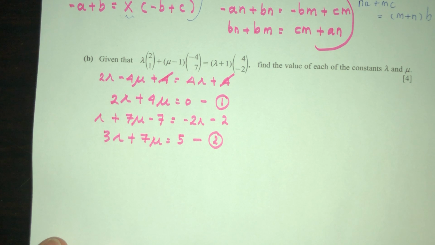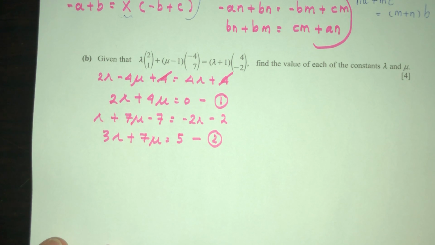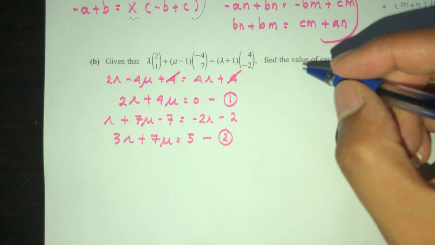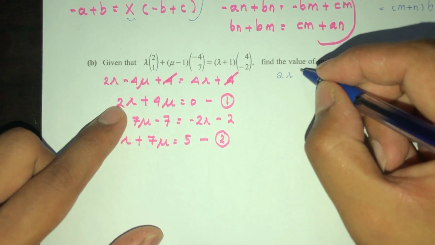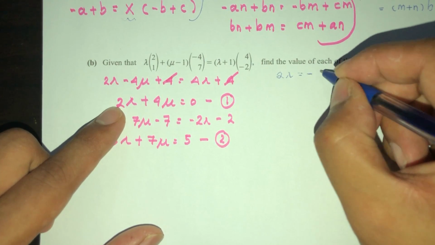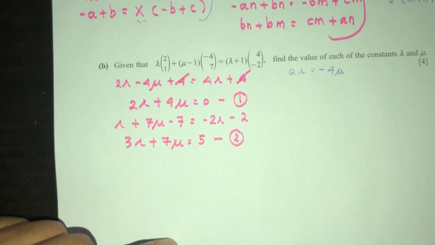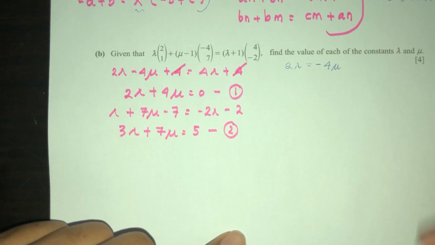Let's choose whichever one makes sense, right? We can choose to make lambda or mu the subject. It is up to you. We have 2 equations here. So let's make, we have 2 lambda here. This one 2 lambda is equal to minus 4 mu. Okay. We'll place back in the equation. Let's see what we get.